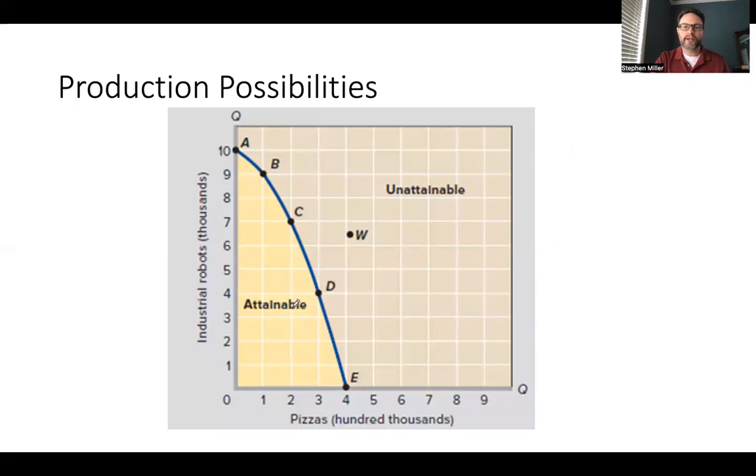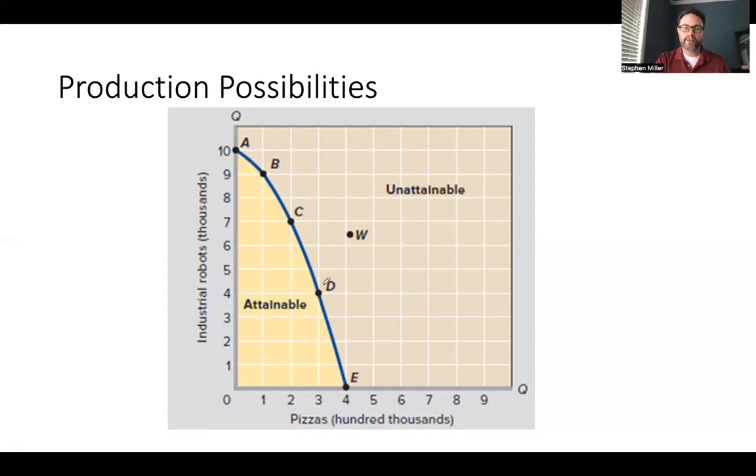So just to review, right? Production possibilities. This is the example I talked about with pizzas and robots. This is from a different textbook that I used to use. All right. And so the idea is points inside the production possibilities frontier are attainable. Points on the production possibilities frontier are efficient. They're attainable, but they're also efficient. Points outside the production possibilities frontier are unattainable.